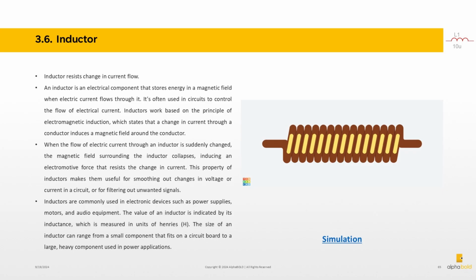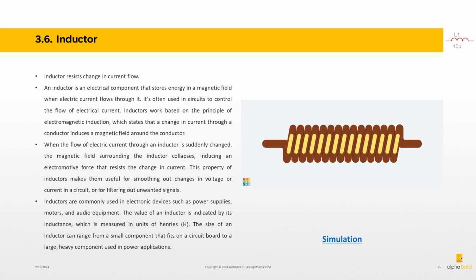Inductor. Inductor resists change in current flow. An inductor is an electrical component that stores energy in a magnetic field when electric current flows through it. It's often used in circuits to control the flow of electrical current. Inductors work based on the principle of electromagnetic induction, which states that a change in current through a conductor induces a magnetic field around the conductor.